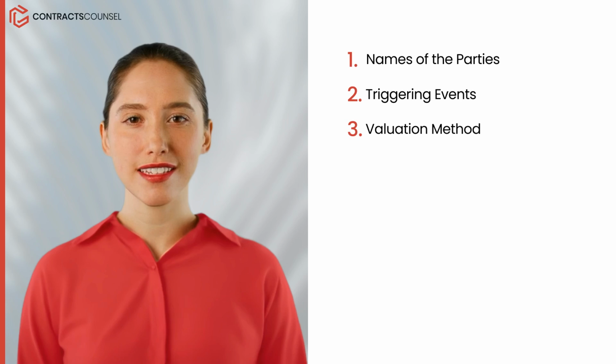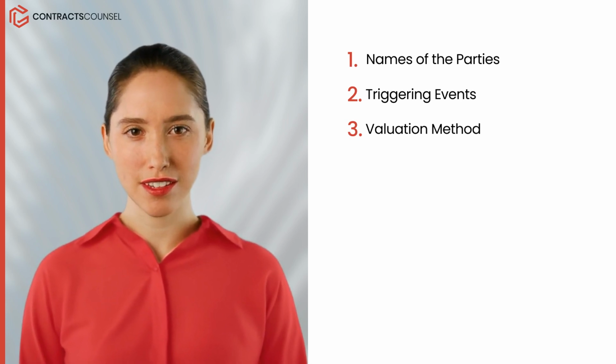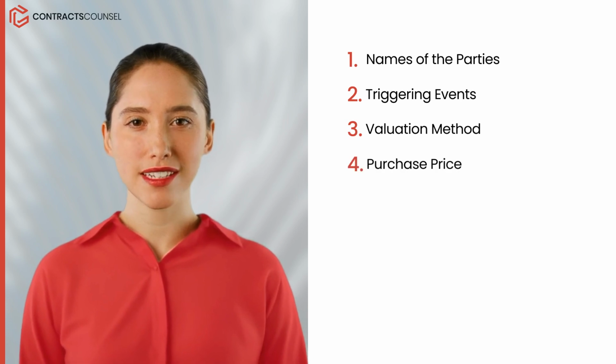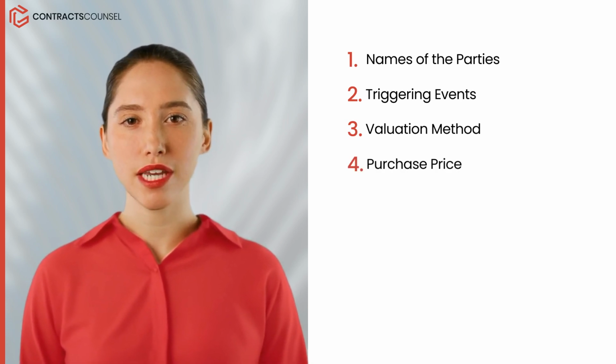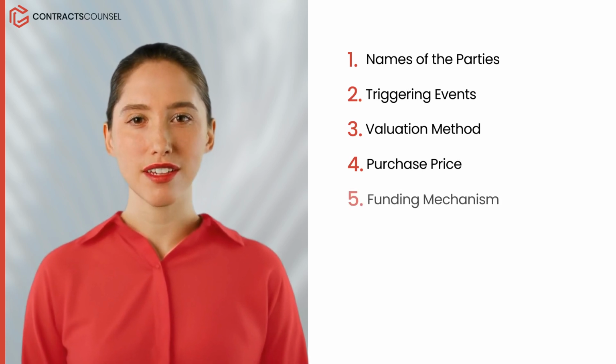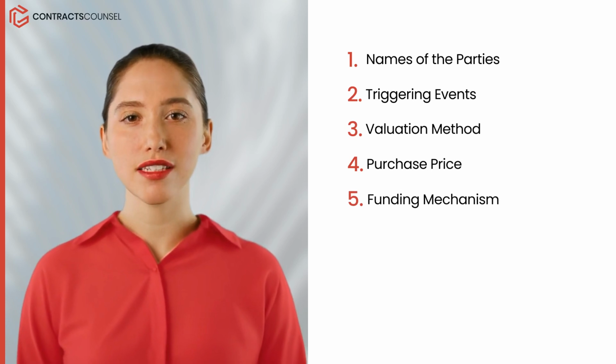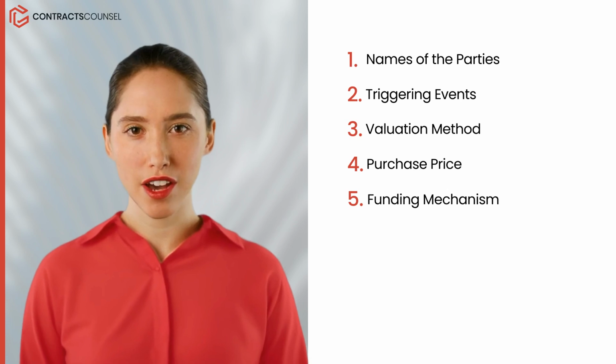3. Valuation method. This section specifies how the business will be valued if a triggering event occurs. 4. Purchase price. This section outlines the purchase price for the ownership interest if a triggering event occurs. 5. Funding mechanism. This details how the purchase will be funded, such as through life insurance or company funds.